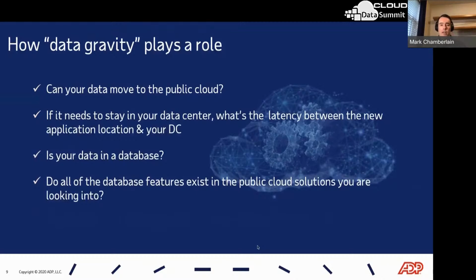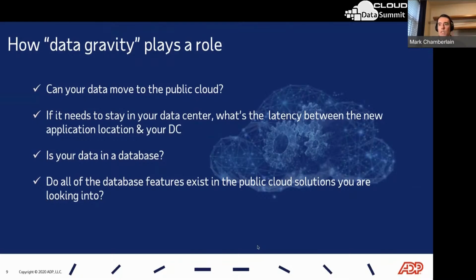So how does data gravity play a role? Well, can your data move to the public cloud? We talked about that. If it can, then that data gravity is still important and your application is close to it. If it needs to stay in your data center, what's that latency between the new application location and your data center? Is this data in a database or is it in multiple databases? And how does that impact it?